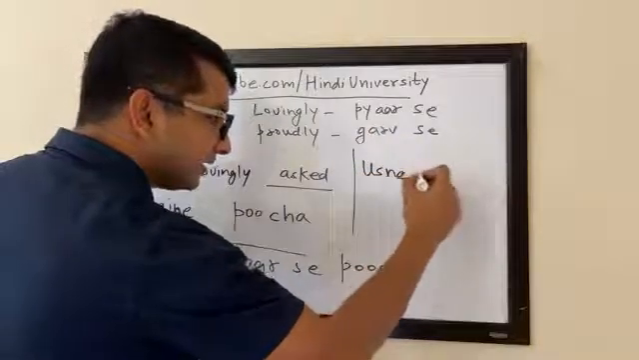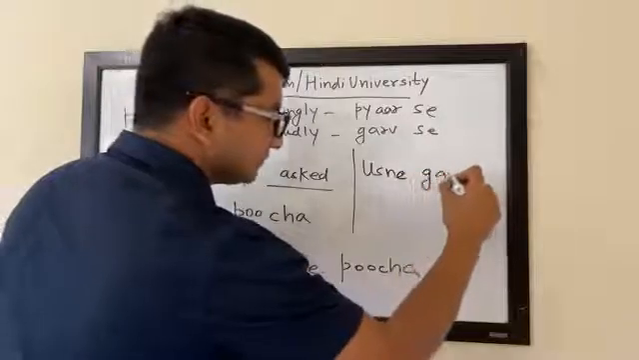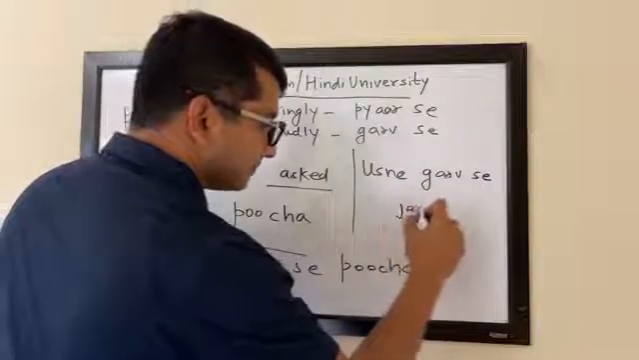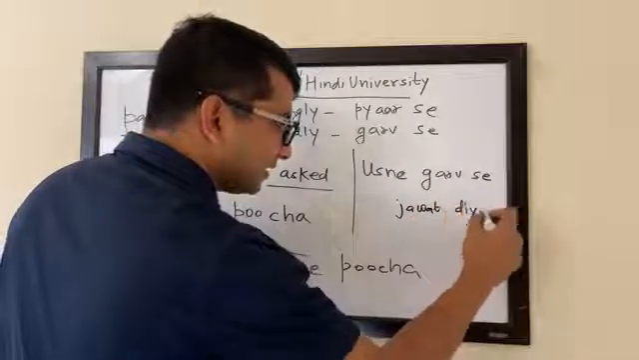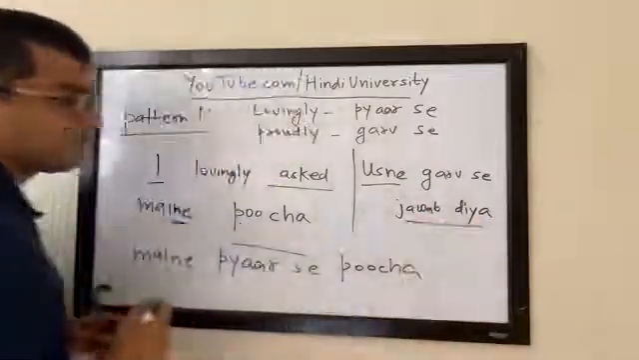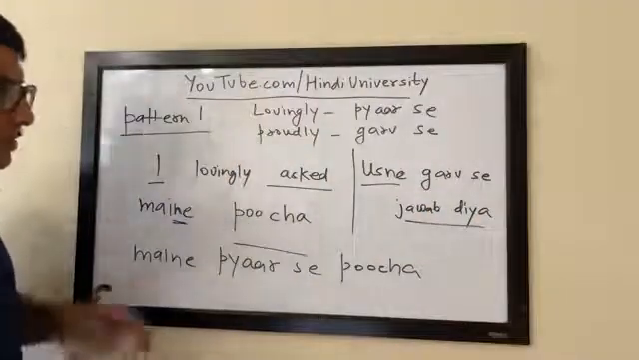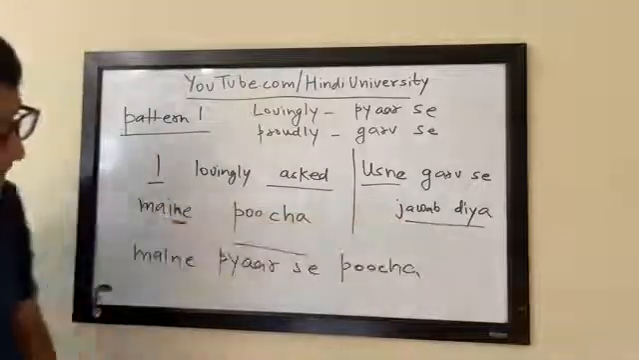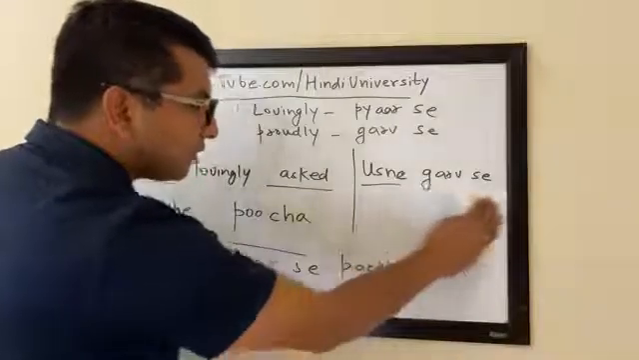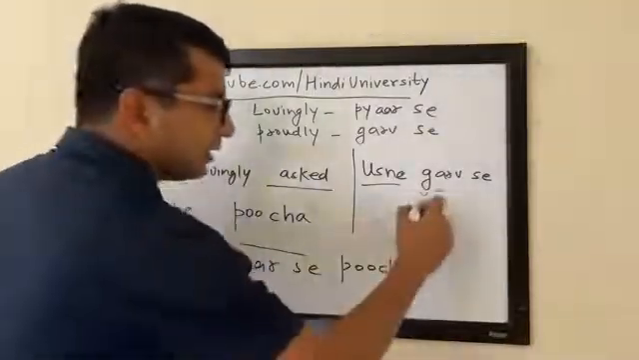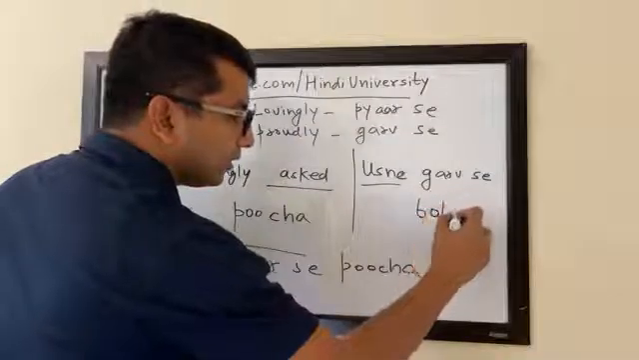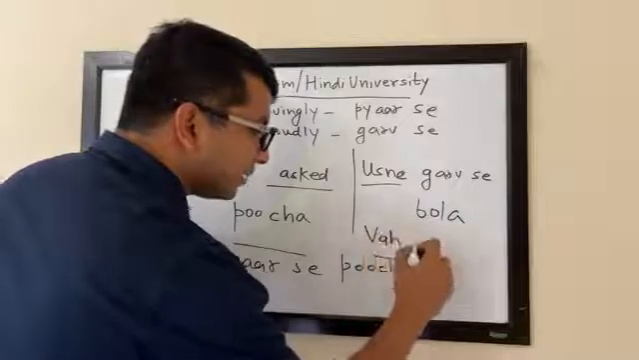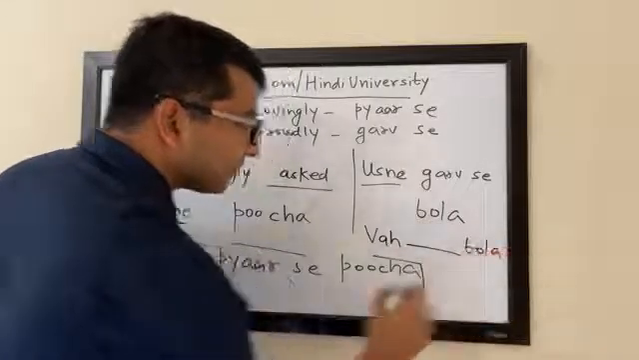उसने गर्व से जवाब दिया. जवाब दिया. Awesome, this is correct. उसने गर्व से जवाब दिया. Okay, this is correct. So उसने जवाब दिया, like जवाब देना, is to reply. Okay, if I can simplify it even smaller, उसने बोला. Okay, you can say this or you can also say वह गर्व से बोला. Both of them are correct.